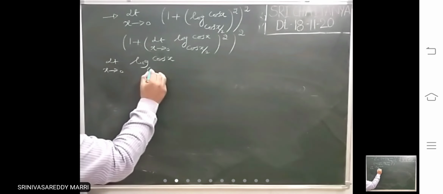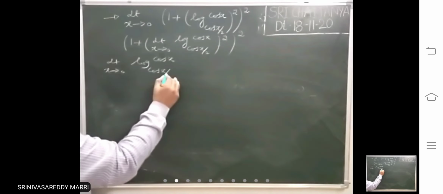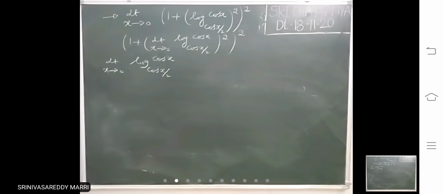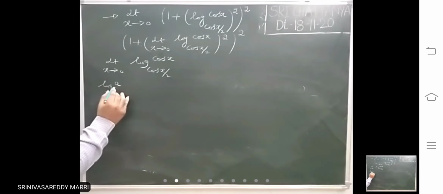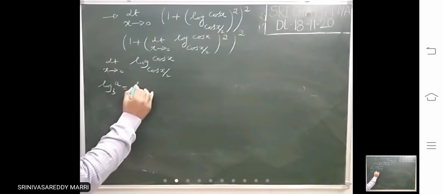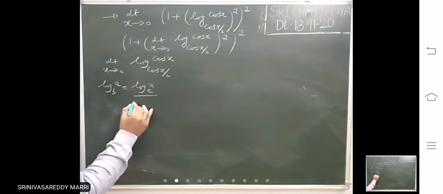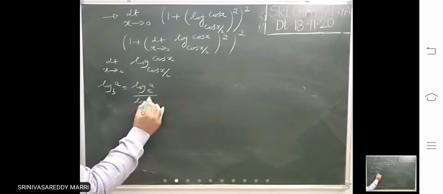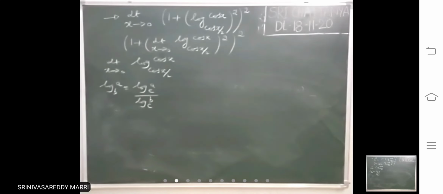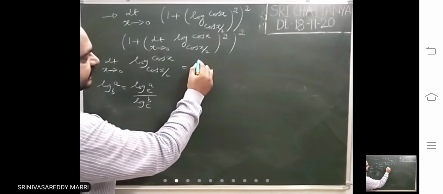Limit x tends to 0 of log cos x to the base cos x by 2. This limit I will evaluate. According to the logarithm property, log a to the base b can be written as log a to the base e divided by log b to the base e. Whenever log a to the base b is there, you can write like this.